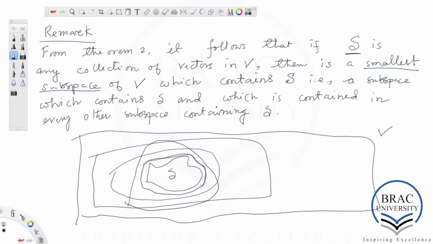That's the whole point. In this picture, W is the smallest subspace. So the situation is not like this picture; it's just a schematic diagram to explain what's happening. All these subspaces contain S, of which W is the smallest, which means that W is contained in all the subspaces containing S. That's what I have written down here.